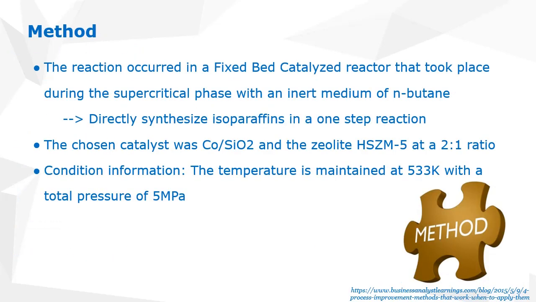The reaction occurred in a fixed-bed catalyzed reactor during the supercritical phase with an inert medium of n-butane. This helped directly synthesize the isoparaffins in a one-step reaction. The chosen catalyst was cobalt silicon dioxide and the zeolite HZSM5 at a 2:1 ratio. For the conditions of this project, the temperature is maintained at 533 Kelvin with a total pressure of 5 megapascals.